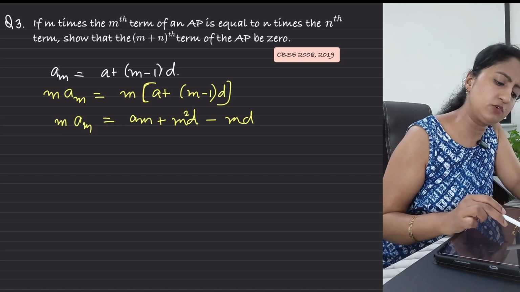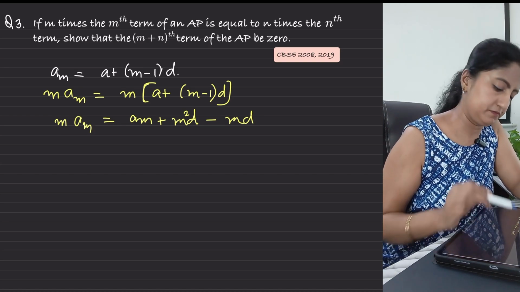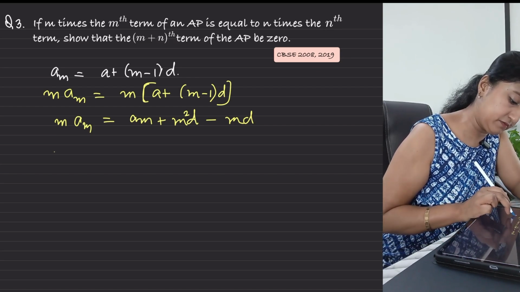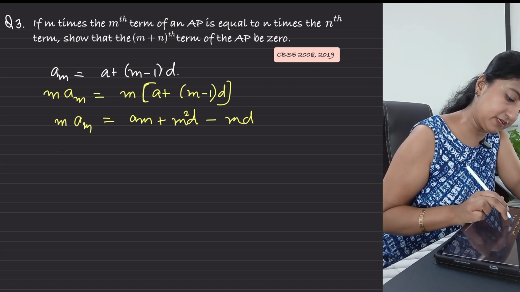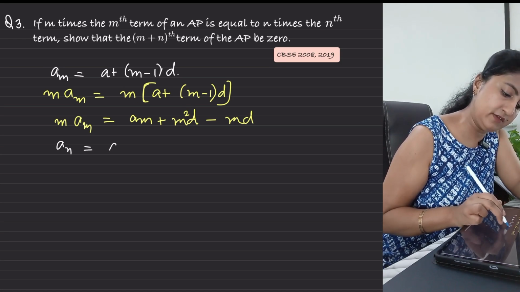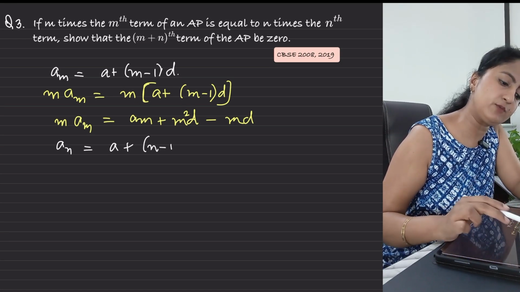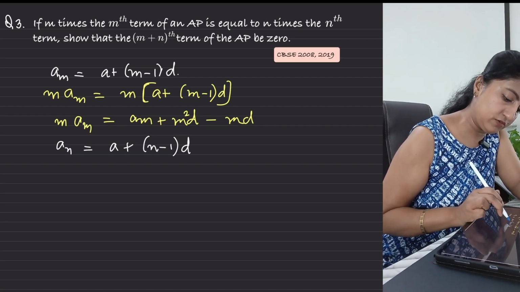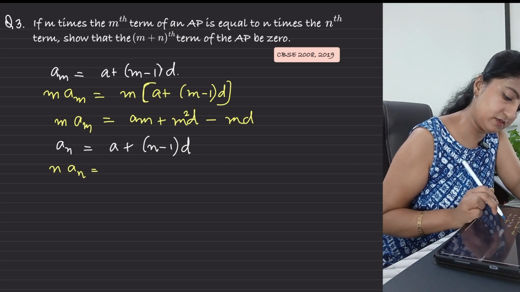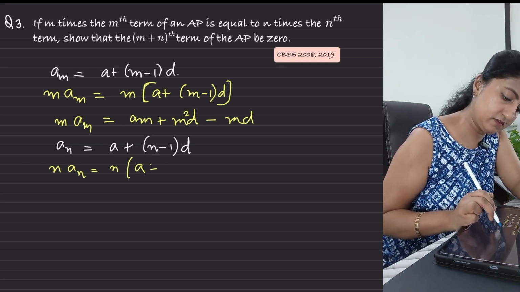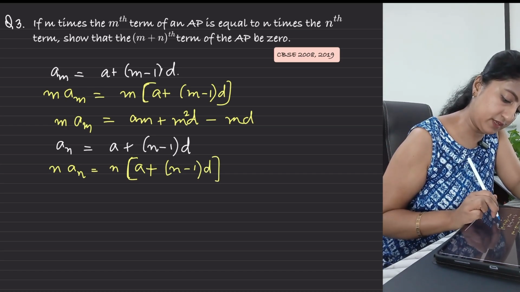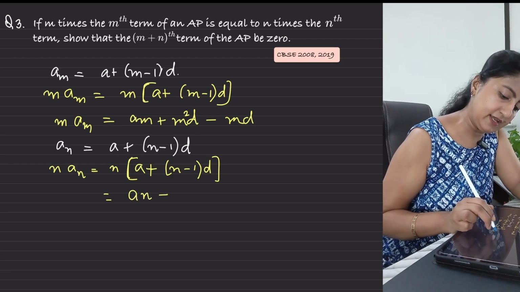Now, the second thing they told us, n times the nth term. Okay, so let's start with that. Now, when they say nth term, it is an, a plus n minus 1 d. Now they are asking us to multiply it with n. So let's do that. n times an. Now I'll multiply the whole expression like this. So we expand now and it gives us an plus n²d minus nd.